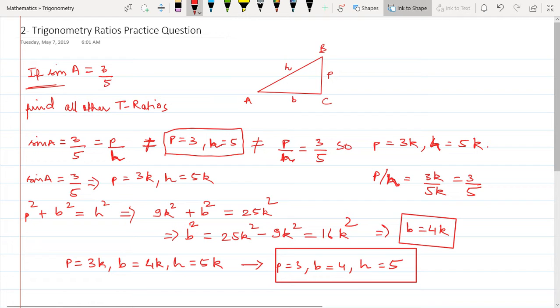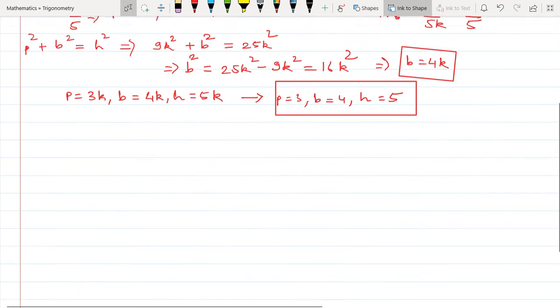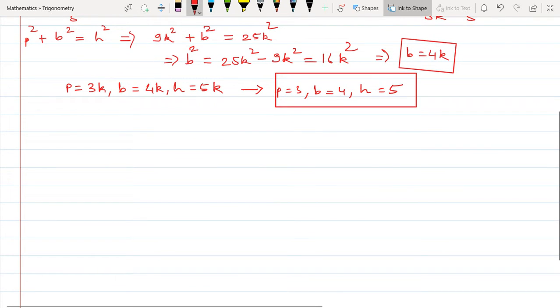Hence, I want you to remember this very well, that trigonometry is about ratios and not about absolute values, unless it is given that perpendicular is 3. Here it is not given perpendicular is 3. Here it is given sine of A is equal to 3 by 5. Now, if I have to find all the other values, I'm just going to plug in the ratios. So, sine of A is equal to 3 by 5.